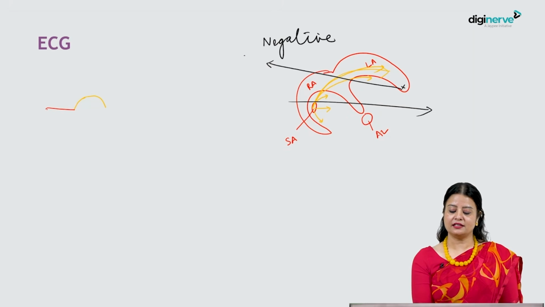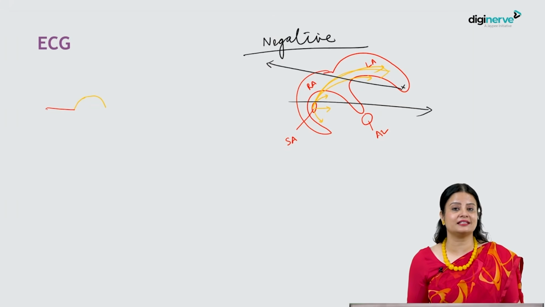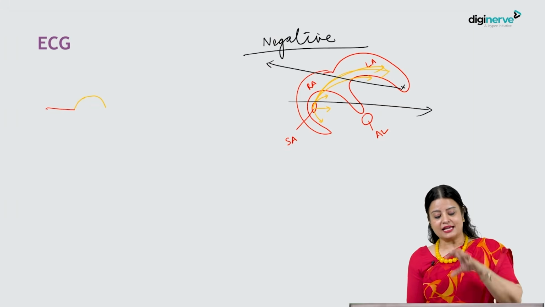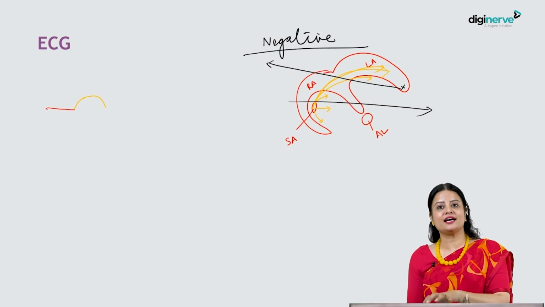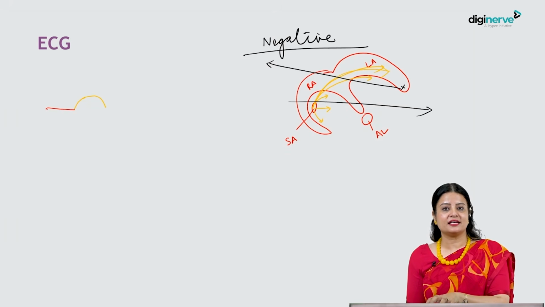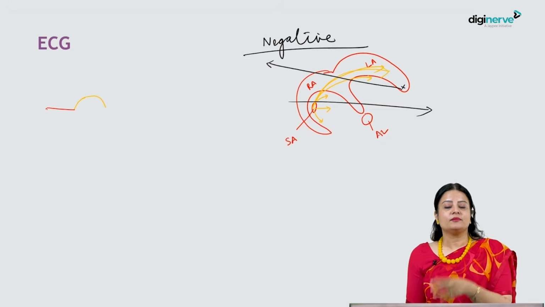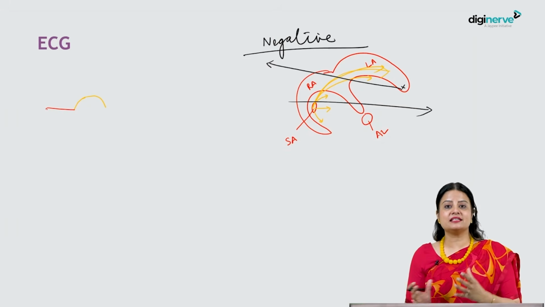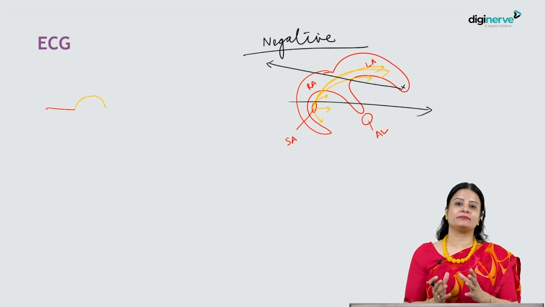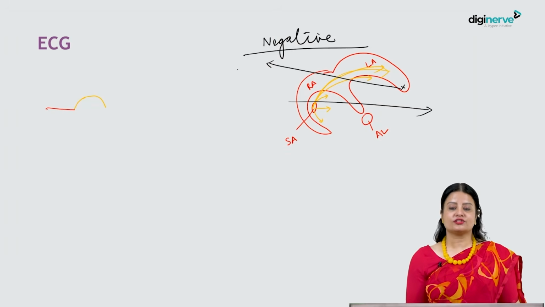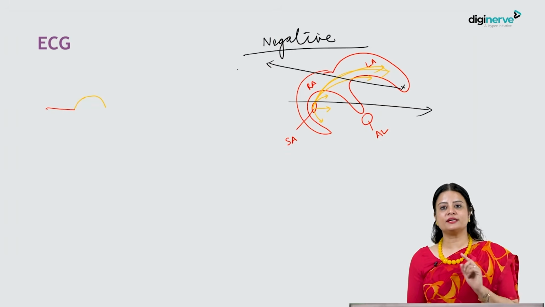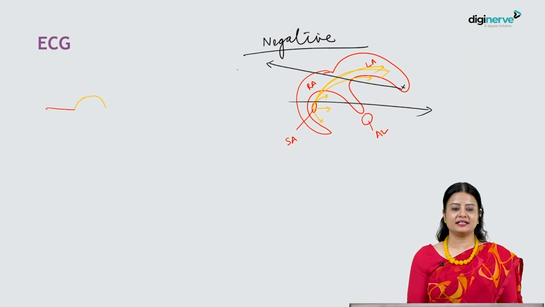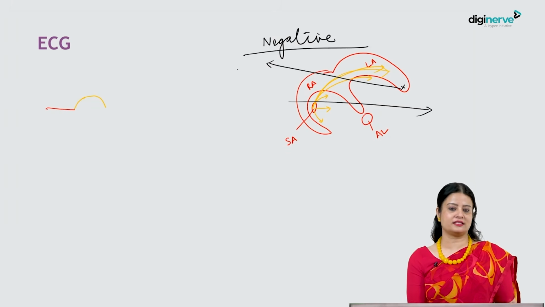But in a normal ECG, we do not see this wave because at the time when the atria are getting repolarized, at the same time the ventricles are getting depolarized, because the ventricular mass is much more as compared to the atrial mass. So this wave of atrial repolarization gets buried in the ventricular depolarization or the QRS complex.